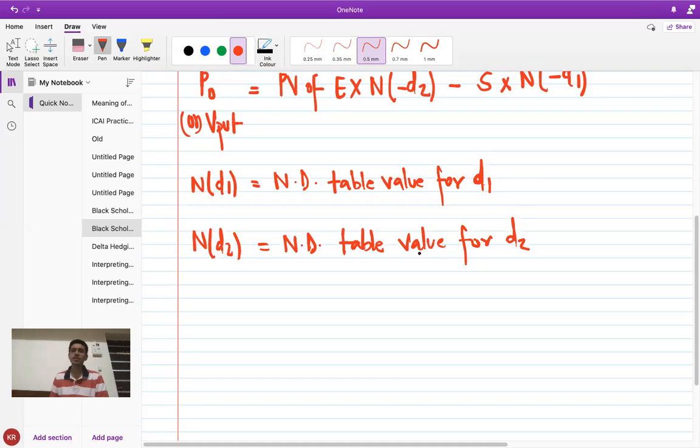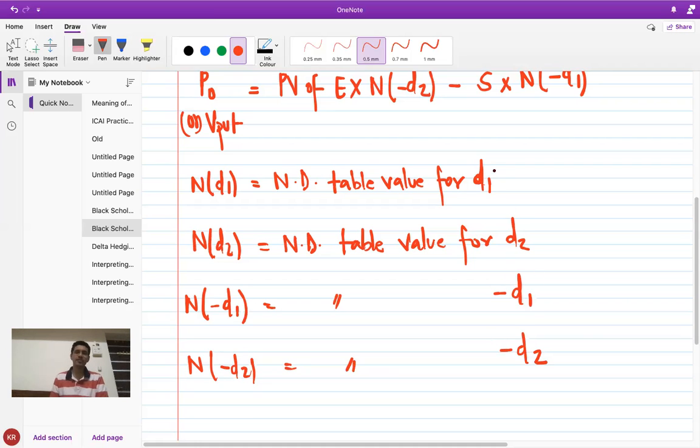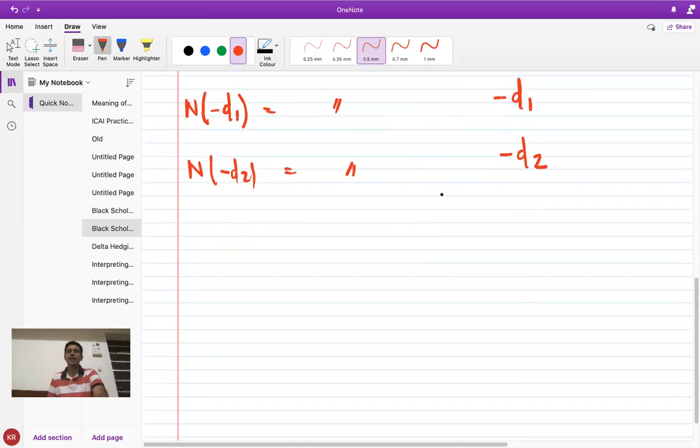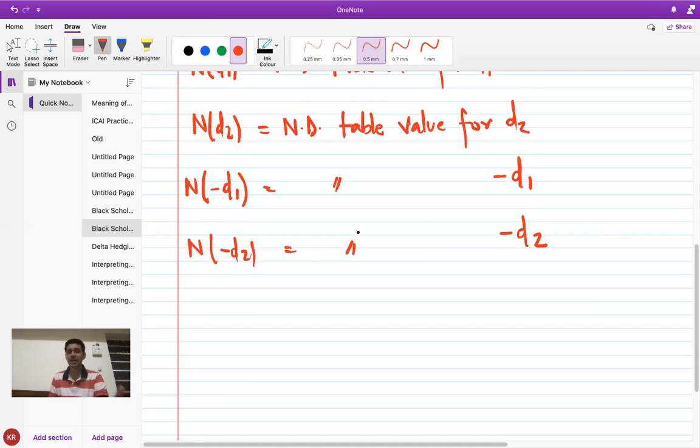ND2 is normal distribution table value for D2, and similarly N minus D1 is going to be normal distribution table value for minus D1, and N minus D2 is going to be normal distribution table value for minus D2. Okay, if D1 is 2, minus D1 is nothing but minus 2. That is how you can basically interpret it. Minus D1 is nothing but minus of the value of D1, right? So ND1, ND2, N minus D1 and N minus D2 are basically normal distribution table values for D1, D2, minus D1 and minus D2.